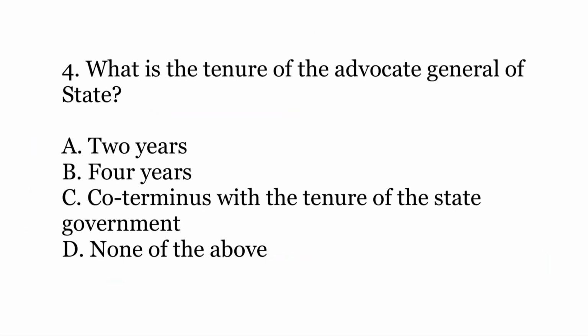Fourth question, what is the tenure of the Advocate General of a state? Options are A. 2 years, B. 4 years, C. coterminous with the tenure of the state government, or D. none of the above.